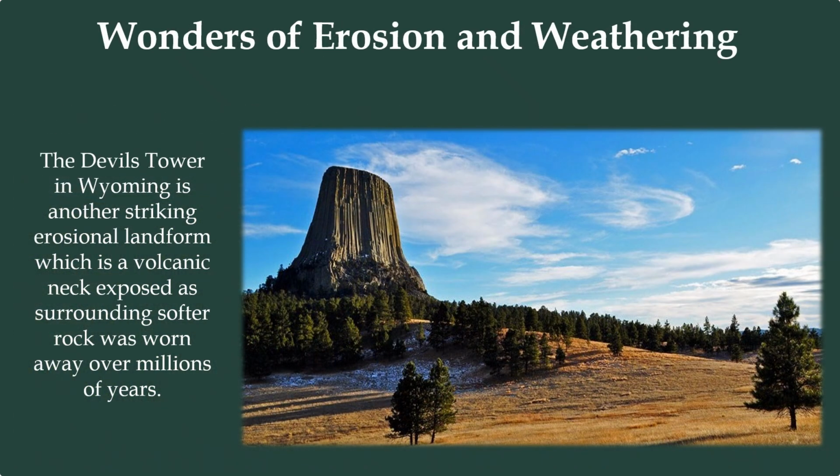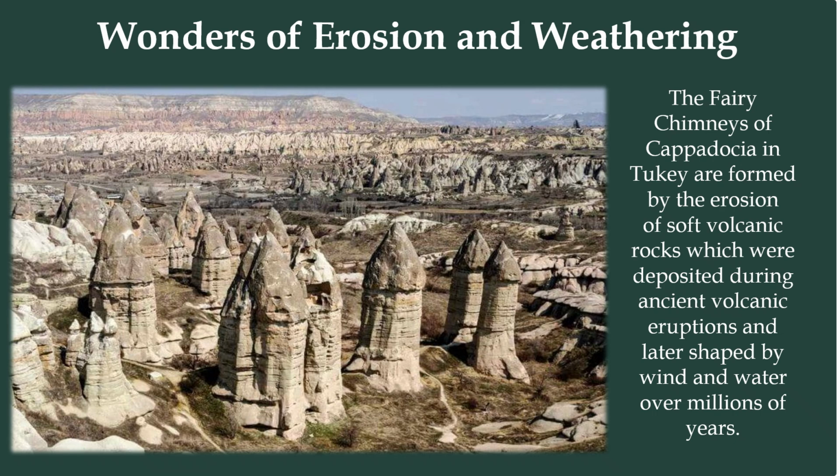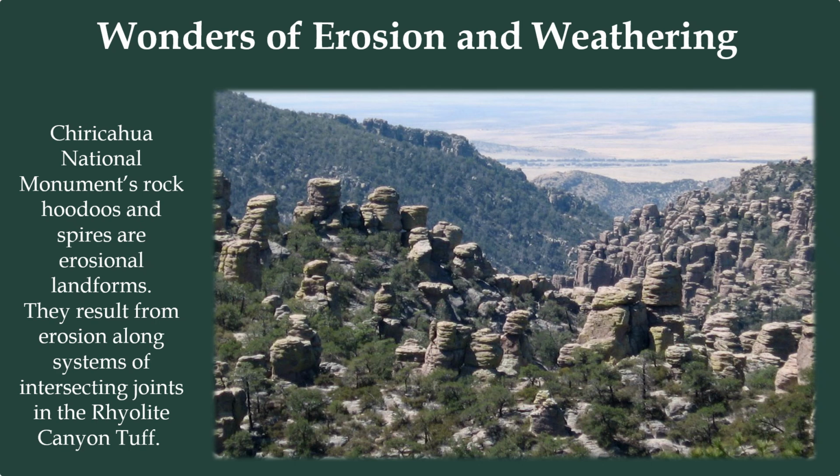The Devil's Tower in Wyoming is another striking erosional landform, which is a volcanic neck exposed as surrounding softer rocks was worn away over millions of years. The fairy chimneys of Cappadocia in Turkey are formed by the erosion of soft volcanic rocks which were deposited during the ancient volcanic eruptions and later shaped by wind and water over millions of years. Chiricahua National Monument's rocks, hoodoos, and spires are erosional landforms.